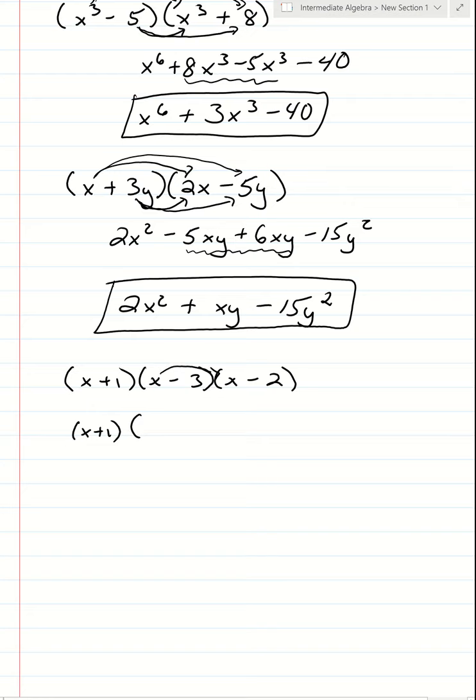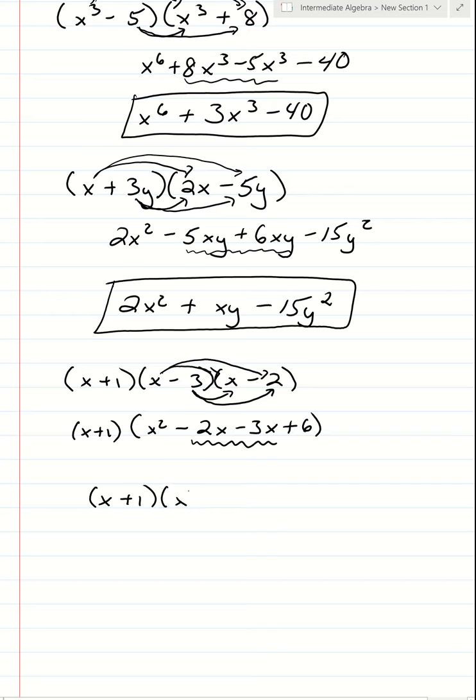X times x is x squared. X times the negative 2 would give you a negative 2x. Next, I have to multiply the negative 3 with the x. That's a negative 3x. And then lastly, negative 3 times the negative 2 would give you a plus 6. I will combine my like terms just to keep it simple for myself, in which case now I still have the x plus 1, but now I'm going to have x squared minus 5x plus 6.